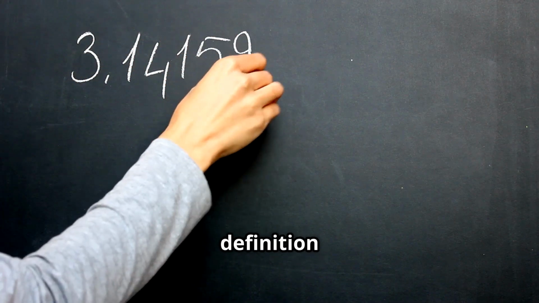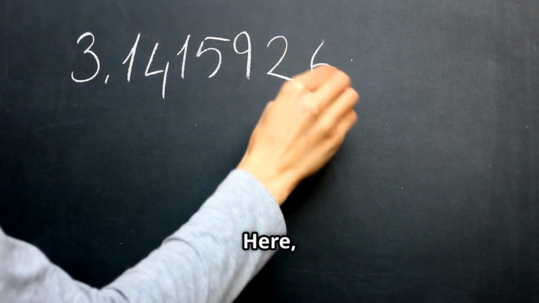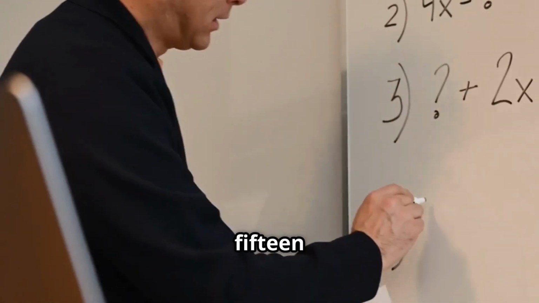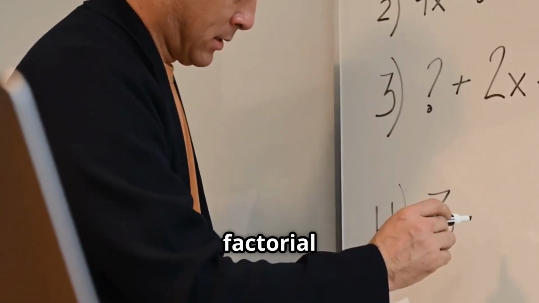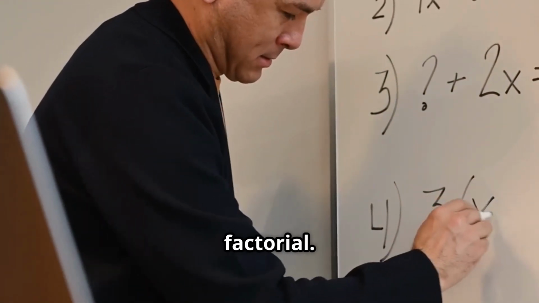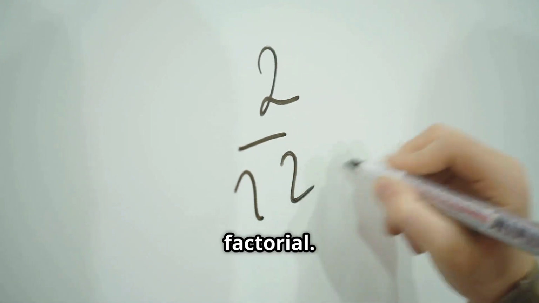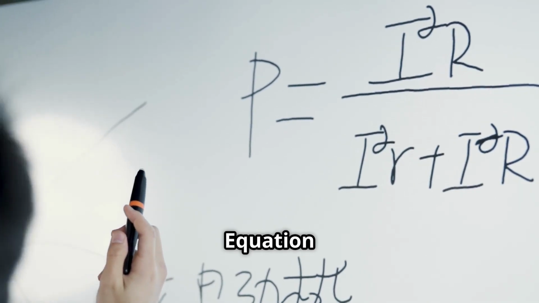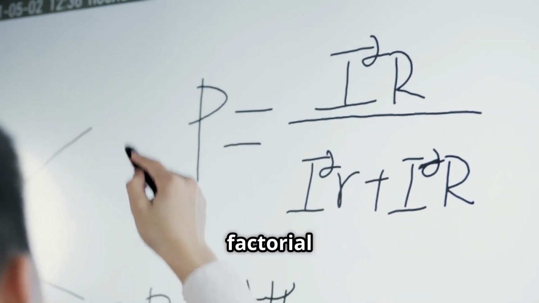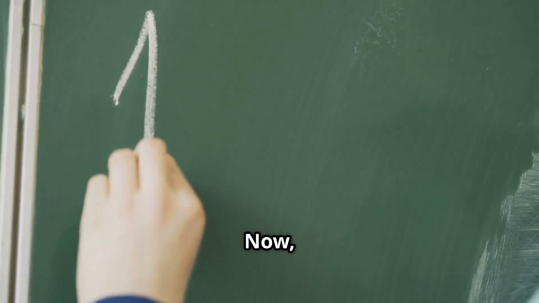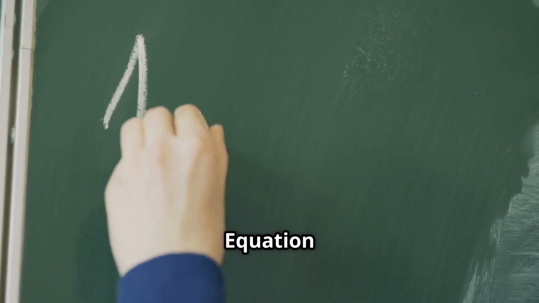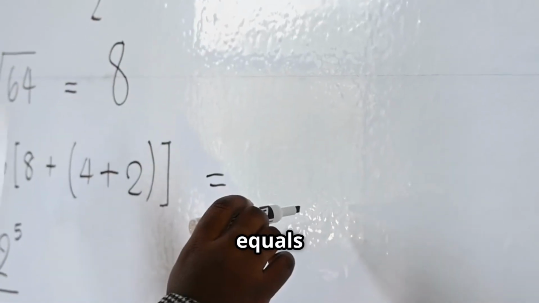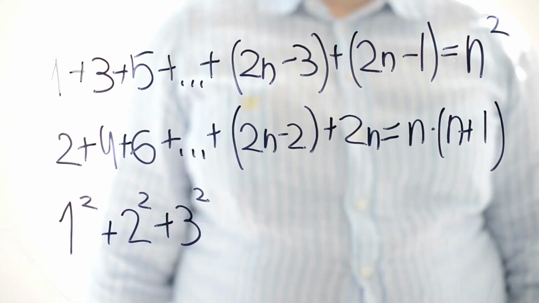Let us apply this definition to find 3 factorial. Here, n is 3. Because n is greater than 0, we use equation 15-2 to obtain 3 factorial equals 3 times 2 factorial. Next, we find 2 factorial. Here, n is 2. Because n is greater than 0, we use equation 15-2 to obtain 2 factorial equals 2 times 1 factorial. Now, to find 1 factorial, we again use equation 15-2 because n is greater than 0. Thus, 1 factorial equals 1 times 0 factorial.